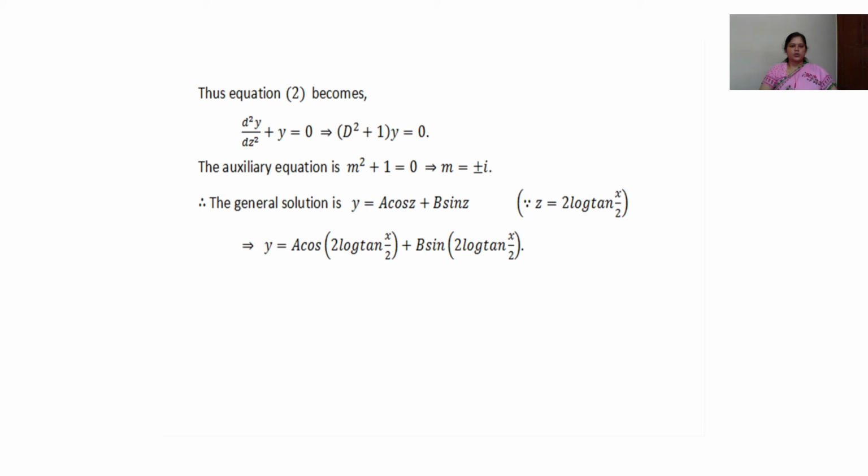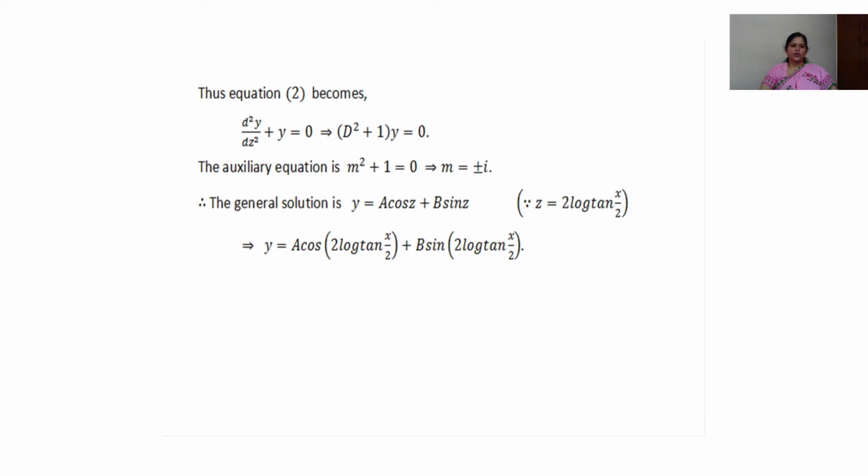So we are getting (D² plus 1) y is equal to 0. That is, the f of x value is 0 here, so the complementary function itself is the solution of the equation. That's why the auxiliary equation is m² plus 1 is equal to 0, m is equal to plus or minus i. Then the general solution is y is equal to a cos z plus b sin z. Here the z value is 2 log of tan(x/2), so we have to substitute it in the last step.